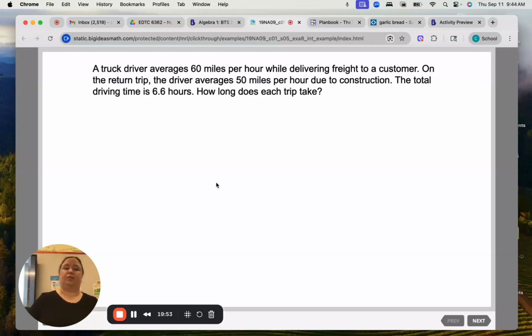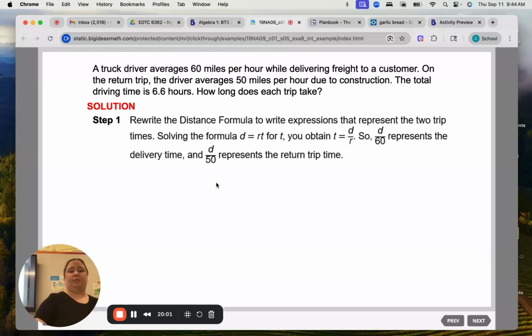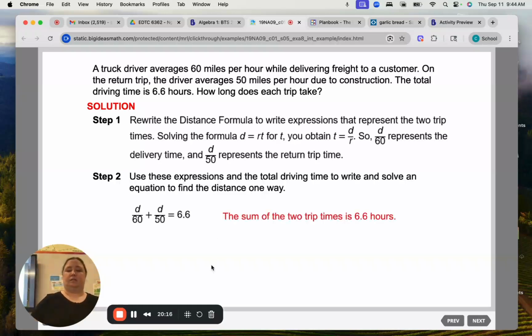So grab your distance formula, and we're going to rewrite it so that it represents the 2 trip times. So we need to solve for t. So d equals rt, and let's solve for t. If you rearranged that, it's right here in the middle of this paragraph. What would you get? T equals what? T equals d divided by r. So now we've rearranged it for time.